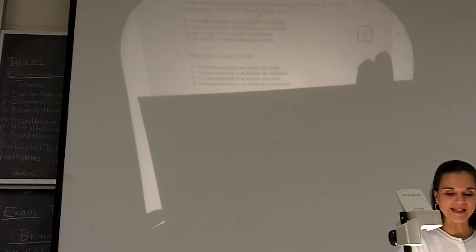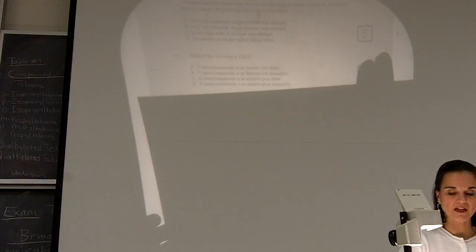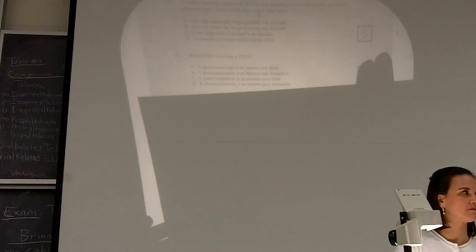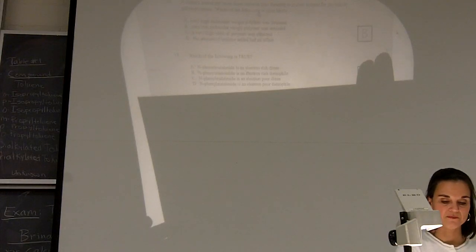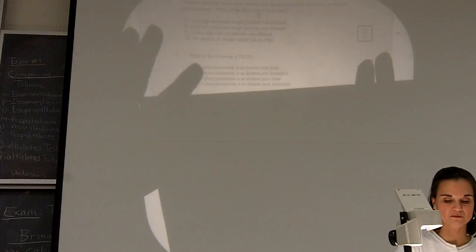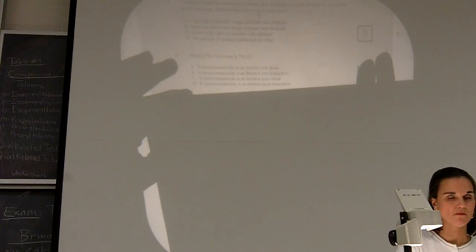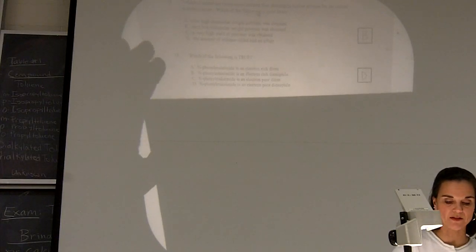Okay, which of the following is true? N-phenylmaleimide is an electron-rich diene. No. N-phenylmaleimide is an electron-rich dienophile. Yes. N-phenylmaleimide is an electron-poor diene. No. N-phenylmaleimide is an electron-poor dienophile. So was it B or D? Is it electron-rich or electron-poor? Electron-poor. It's going to be electron-poor, so answer D.